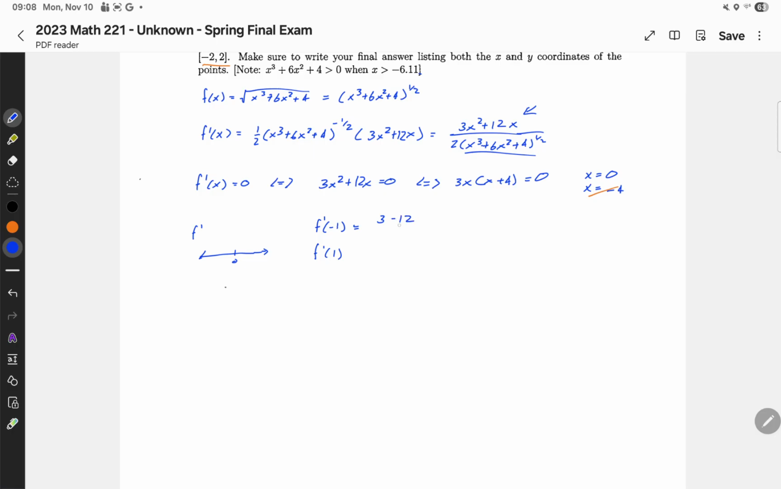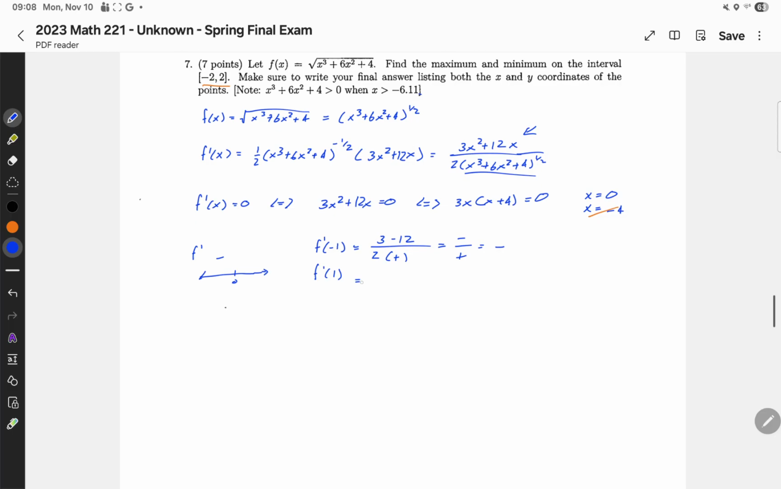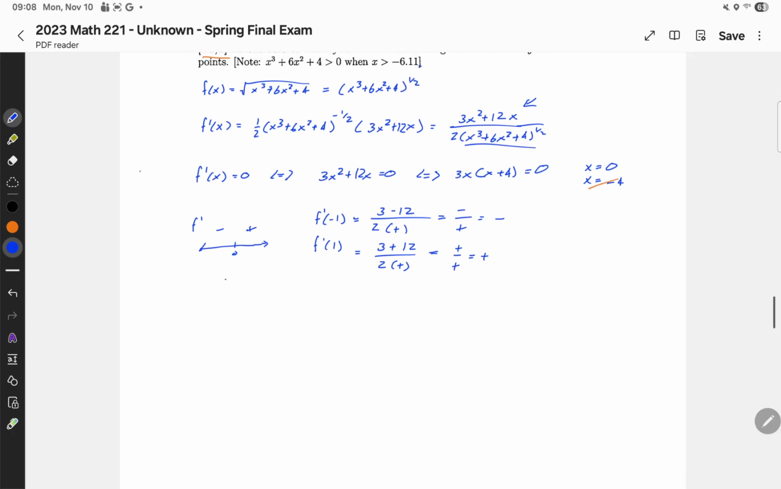So f prime of minus 1, that is going to be 3 minus 12 over 2. And actually, I can do a little bit of a cheat here. Because I know this bottom term is always going to be positive, I can just write that this is going to be some positive number. This is going to be 3 minus 12. That's going to be a negative on top, positive on bottom. So I know that this is going to be a negative result right here because I'm just interested in the sign. I'm not interested in the actual value. All right, now with positive 1, this is going to be 3 plus 12 over 2 times some sort of positive, which is positive over positive, which is going to be a positive. So I know that f of 0 is going to be a minimum.